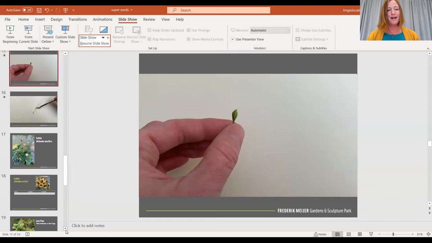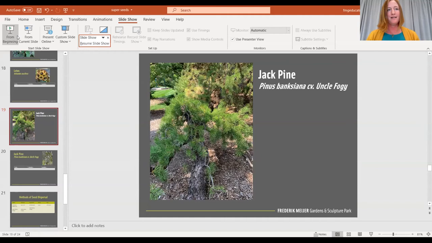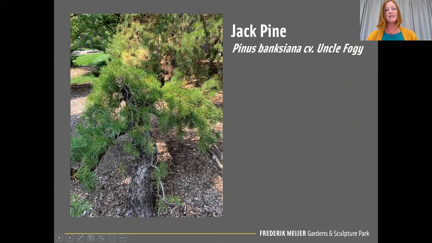Our last one is jack pine. So this is the jack pine that we have on our grounds at Meijer Gardens, and it isn't a true jack pine, it's a cultivar of a jack pine. So those cultivars are specifically selectively bred for certain characteristics. So this one's a little bit more sprawly than you might see in the wild, but they have these cones.